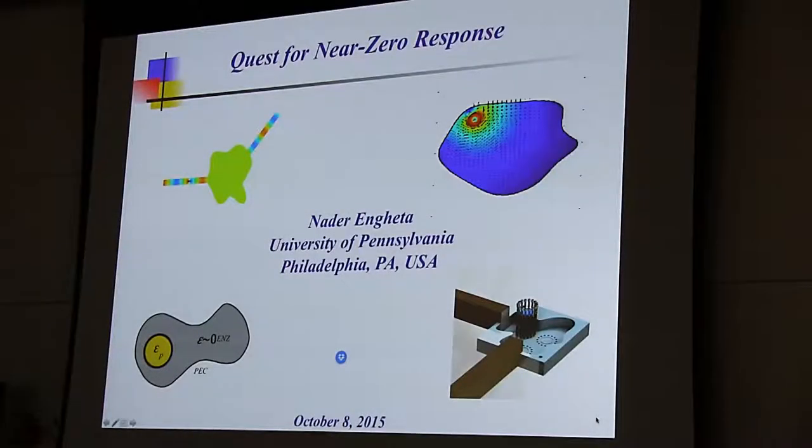So the second speaker in this morning's session is Nader Engheta. He's professor of electrical engineering at the University of Pennsylvania. Dr. Engheta received his bachelor's degree at the University of Tehran, in Iran. He received his master's degree and PhD degree from Caltech.